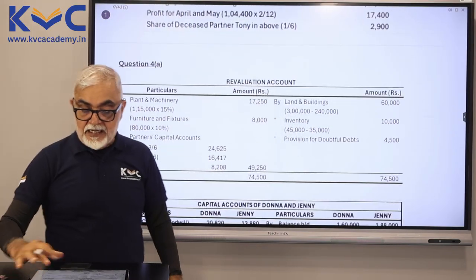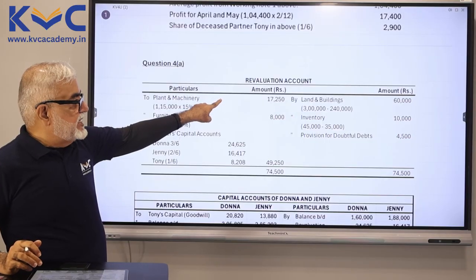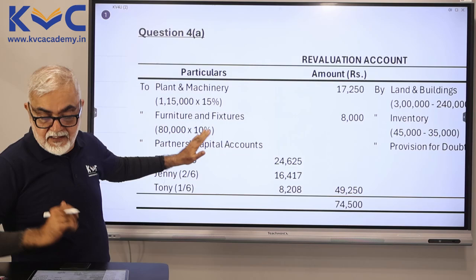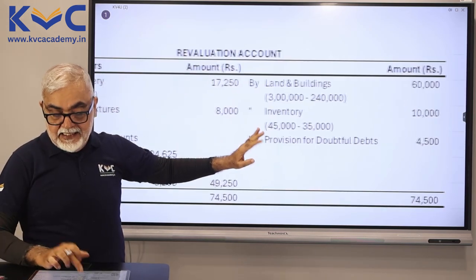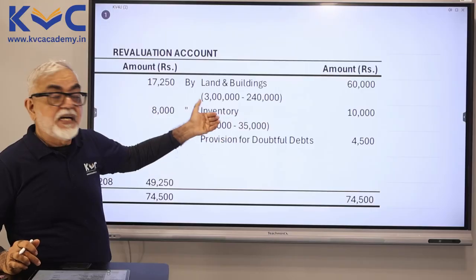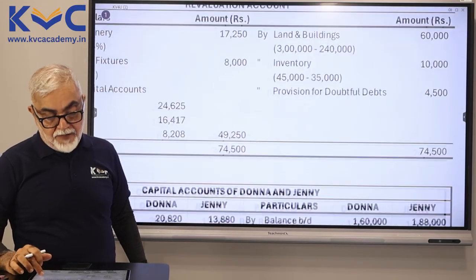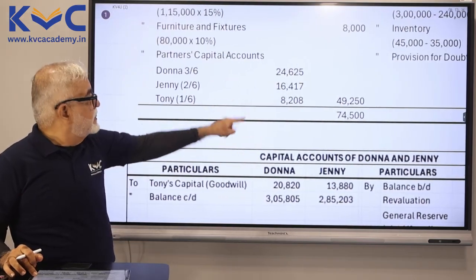So the revaluation account. Plant and machinery depreciation. Furniture and fixtures. Debit side first. Furniture and fixtures. On the credit side, increase in land and building, increase in inventories, and the provision for debts no longer required. Therefore, you get a profit of 49,250, which I have shared in 3:2:1.